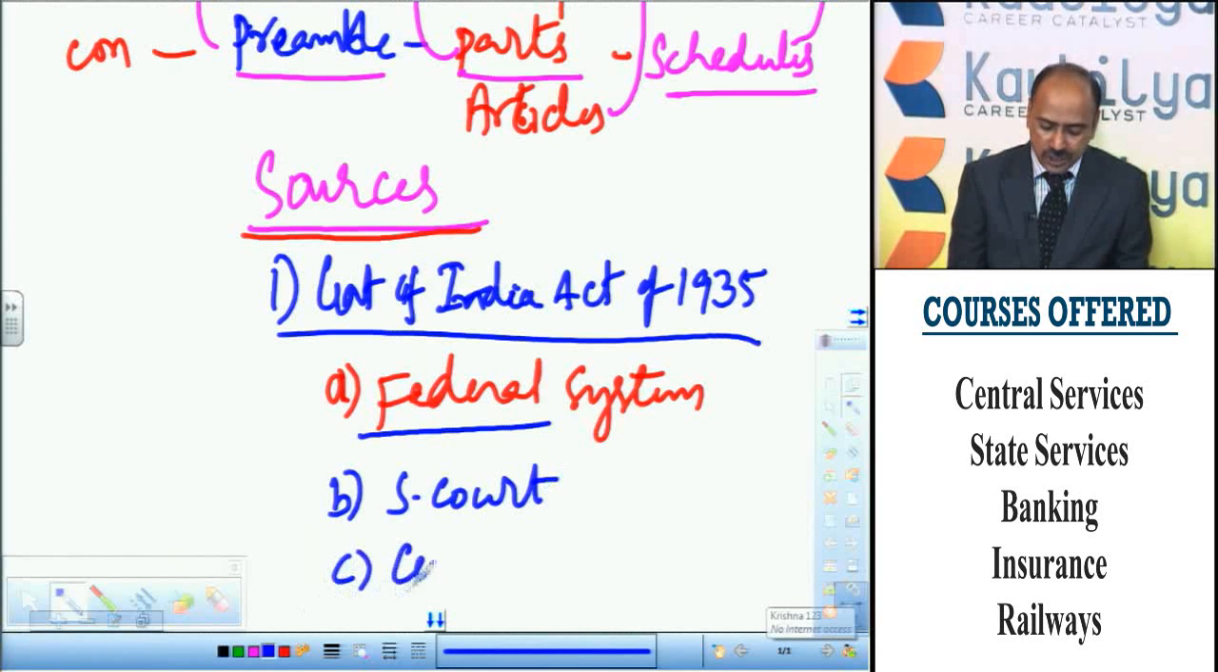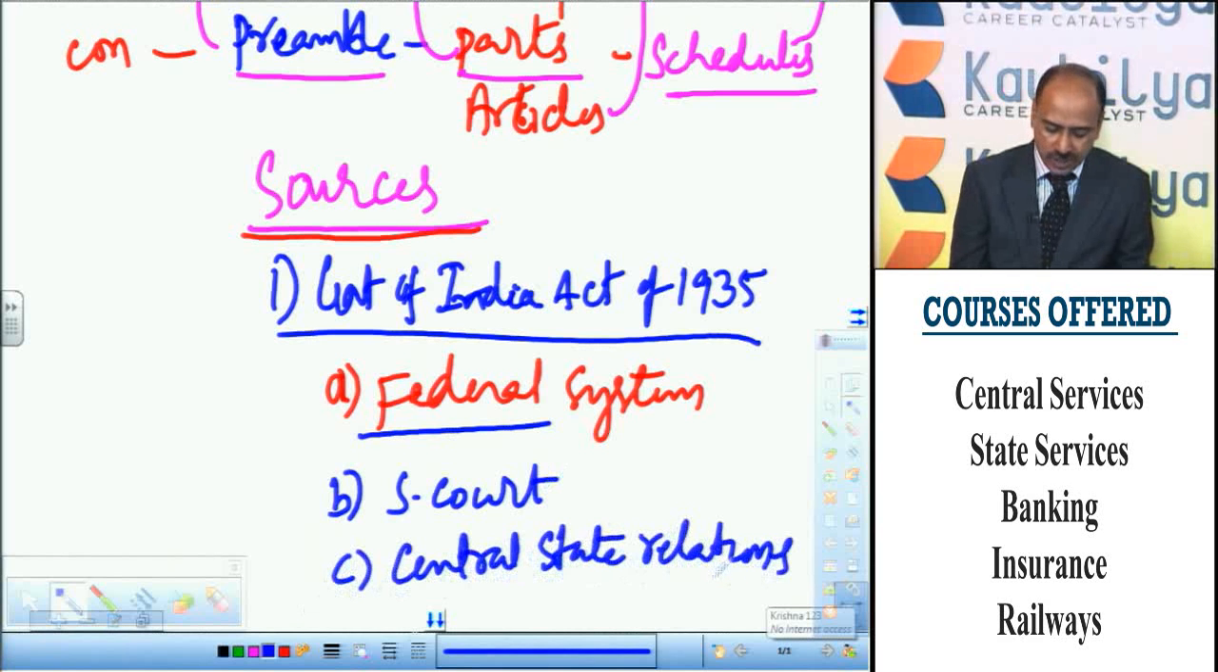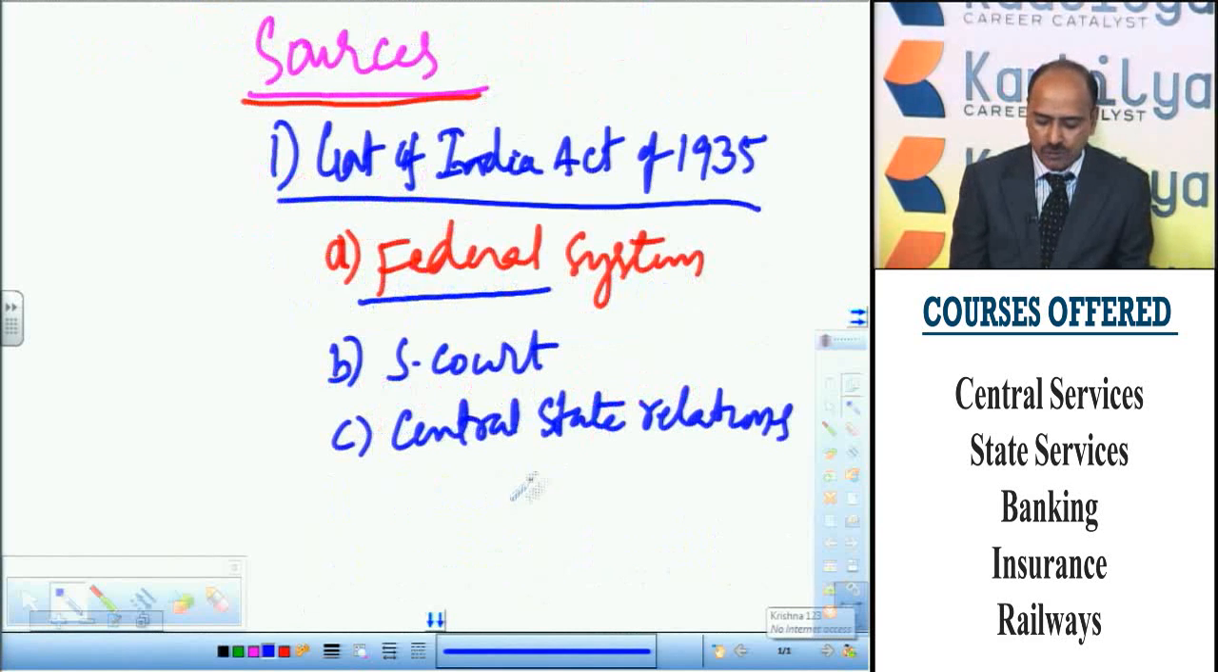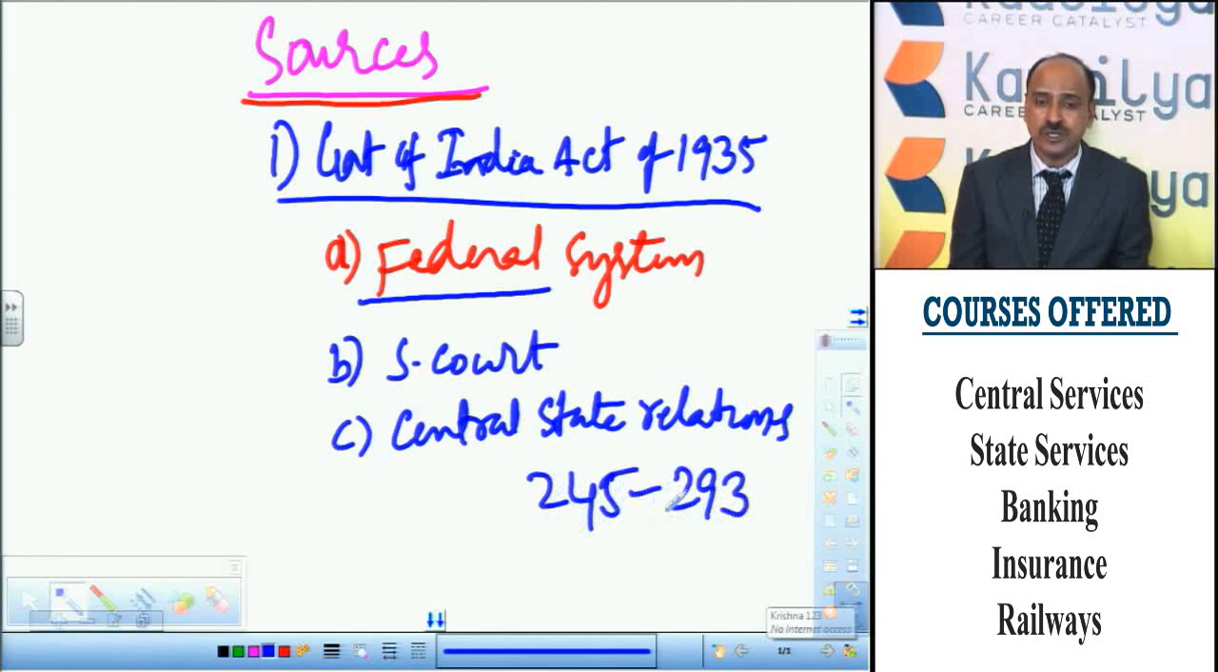Next, center-state relations are also borrowed from the Government of India Act 1935. In our Constitution, Articles 245 to 293 explain center-state relations. Three types of relations are mentioned: administrative relations, legislative relations and financial relations. There are no judicial relations between center and state. This concept is also borrowed from the Government of India Act 1935.